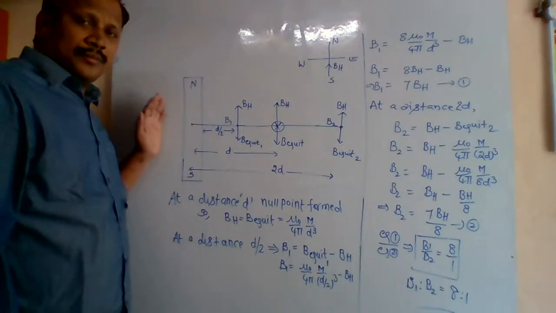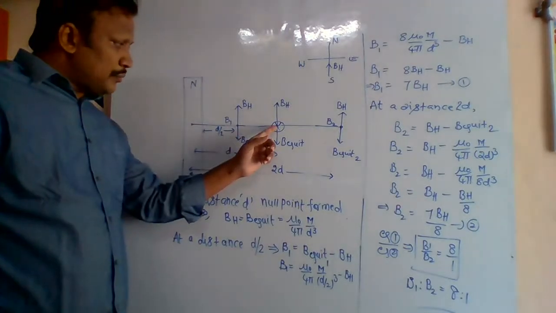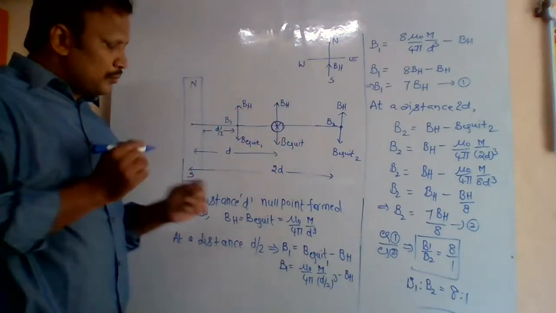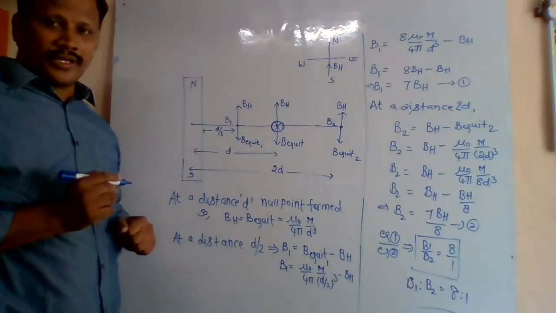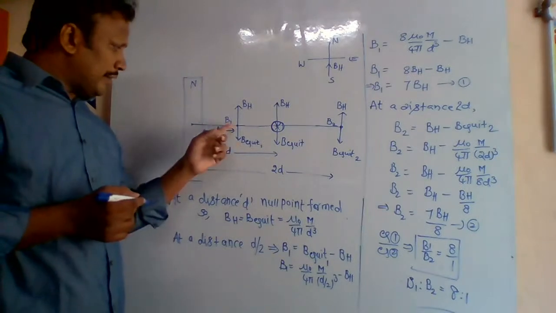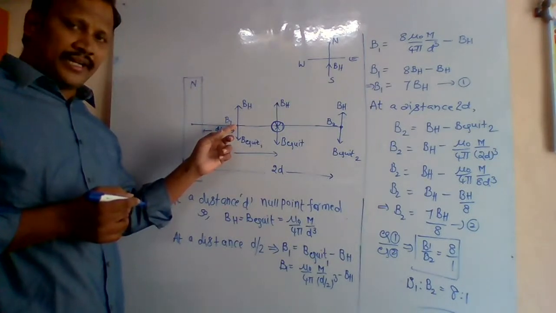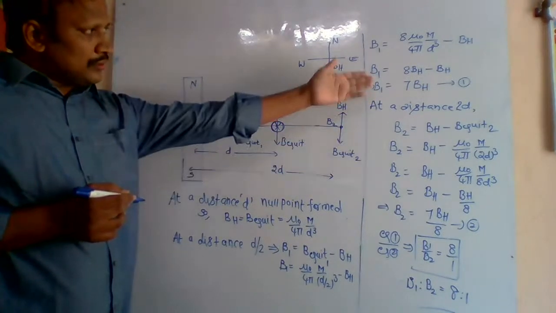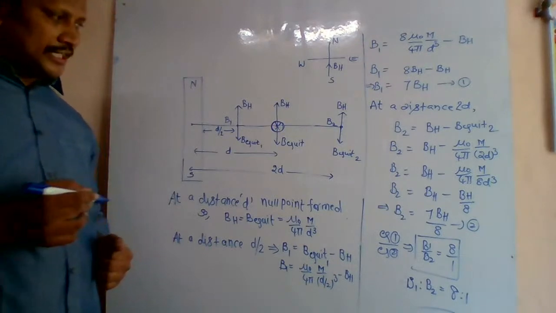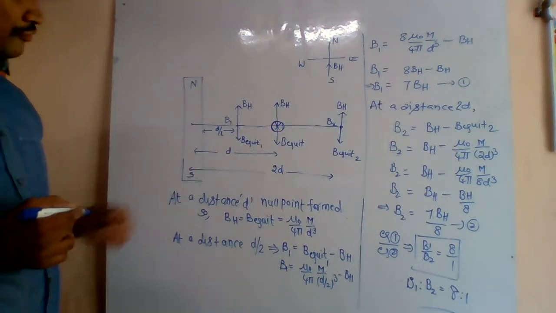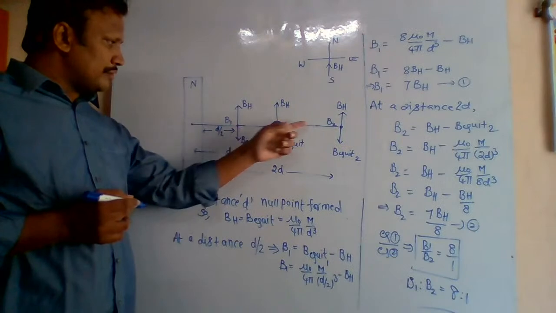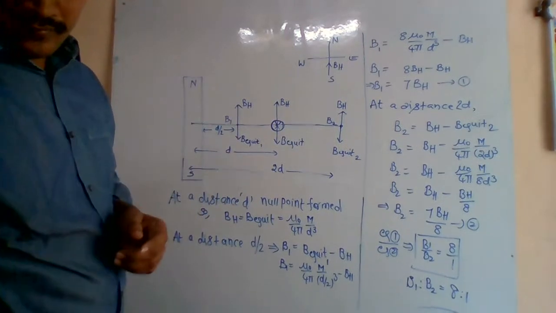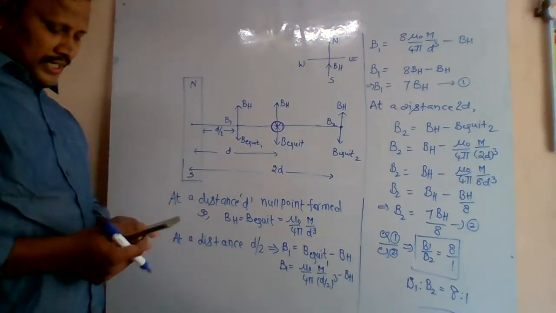So do you understand this concept? At this null point, this is nothing but what? Null point. At a distance d we will get null point. From that null point we will get BH is equal to B equatorial. Now at this point magnetic field induction is B1. At this point B2. So B1 is equal to 7 BH, B2 is equal to 7 BH by 8. Then both are divided, we will get ratio of magnetic field induction at a distance d by 2 and 2d is equal to how much? It is 8 is to 1. Do you understand this? Please respond.